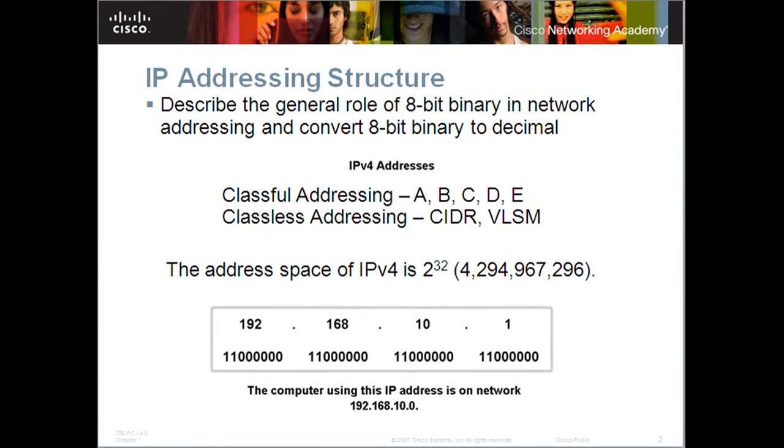IP addressing structure, let's understand. It's a 32-bit binary address which is converted into dotted decimal. So that is the representation of an IP address. In IPv4 addressing, we will be learning what is classful addressing, A, B, C, D, E, and classless addressing, how to manage using CIDR notation, what CIDR is all about, and what is VLSM. We will also be discussing the concept of subnet mask.